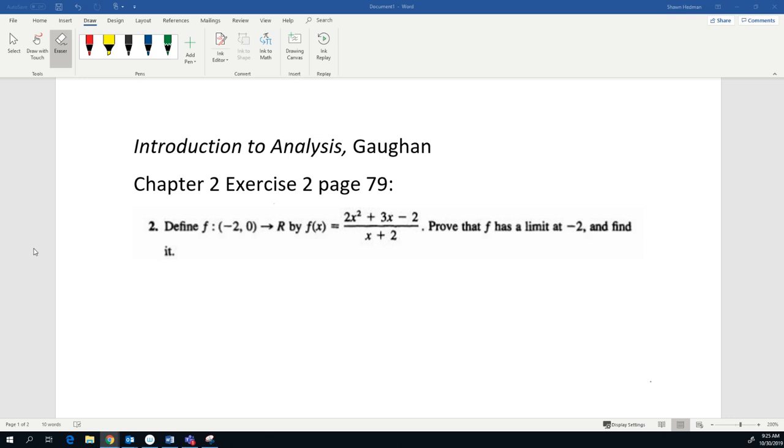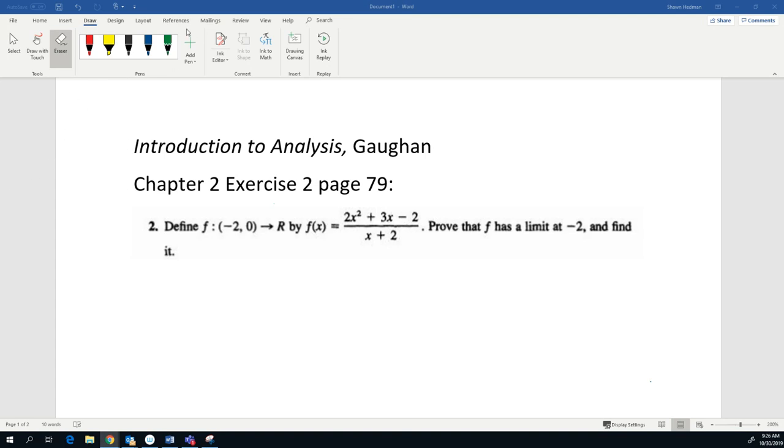In this video, we will work through an exercise from Introduction to Analysis. This is exercise 2 from chapter 2 on page 79, and we're given a function, f of x, and asked to prove that f has a limit at -2 and find it. So we'll do those two things in reverse. First, we'll find out what the limit is, and then we'll prove it.